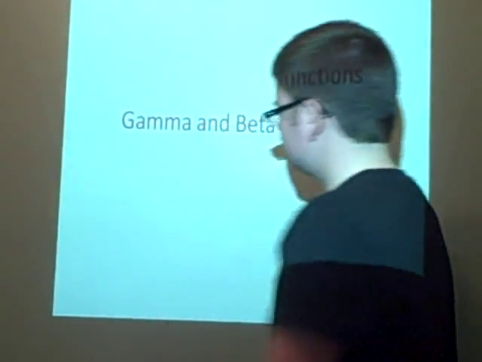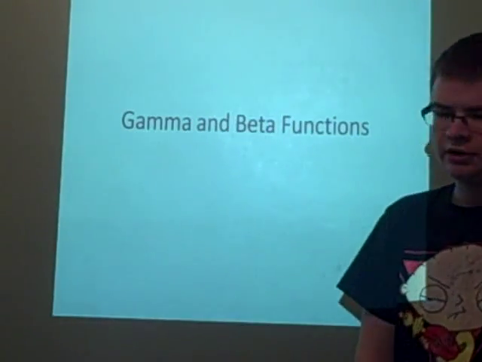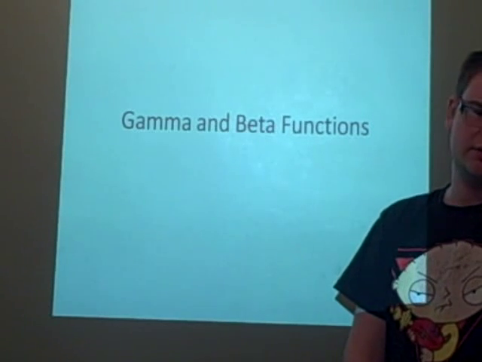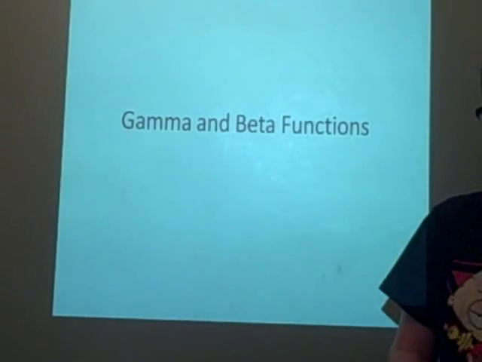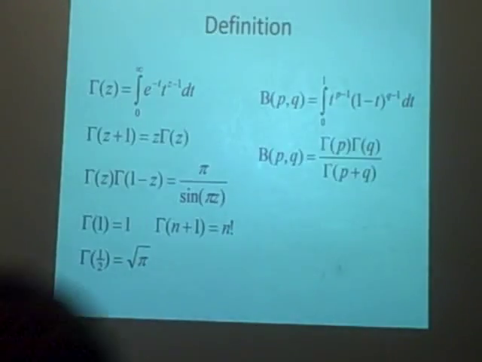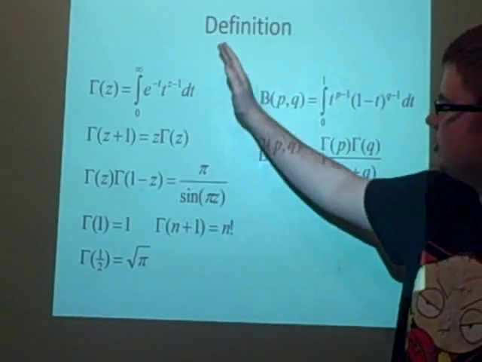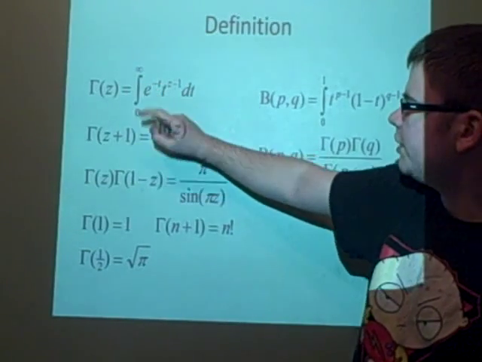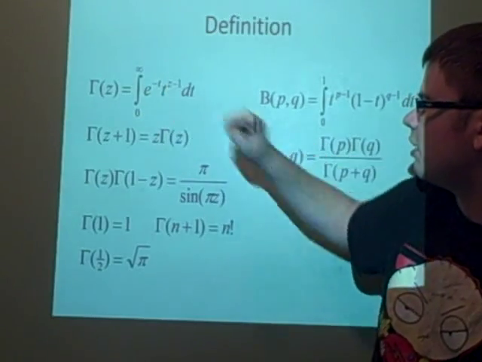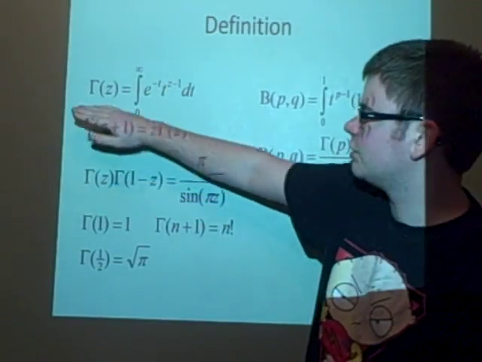Right, this is a lecture on gamma and beta functions and how to rearrange integrals into those forms, and it's on the special functions course. Right, first, these are the definitions. This is our gamma function, which is the integral between 0 and infinity of e to the minus t, t to the power of z minus 1, and z is a complex number.